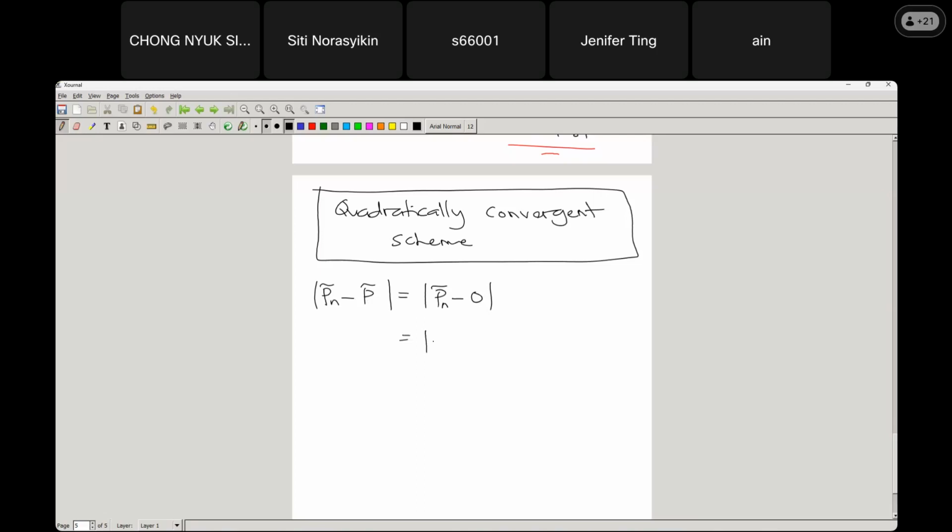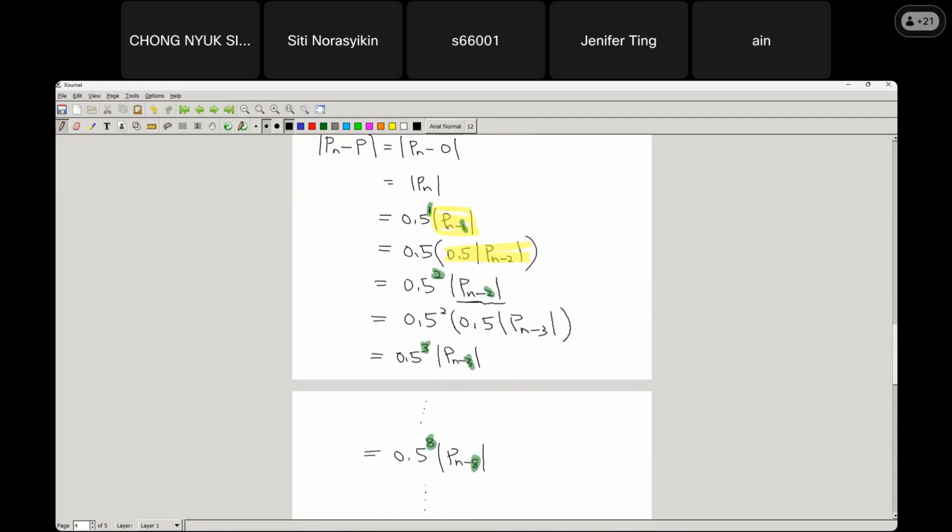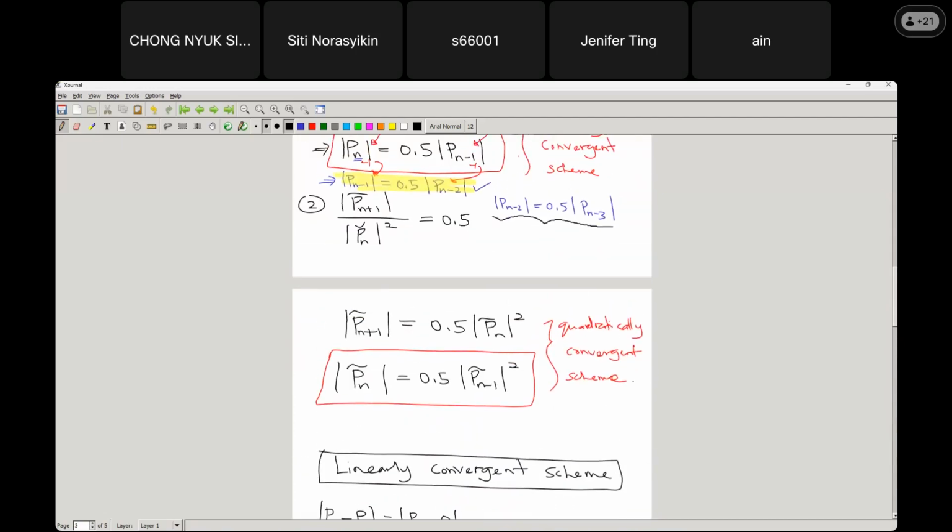You simplify this, you get this is actually Pn tilde. If it converges to 1, that means we have Pn tilde minus 1. If it is converging to 0.8, then we have Pn tilde minus 0.8. But in this case, it converges to 0. For the quadratic convergence, we need to refer back to the Pn tilde thing. So this is a quadratic convergence scheme, the one we would like to refer to. So Pn tilde is equivalent to 0.5 Pn minus 1 tilde squared.